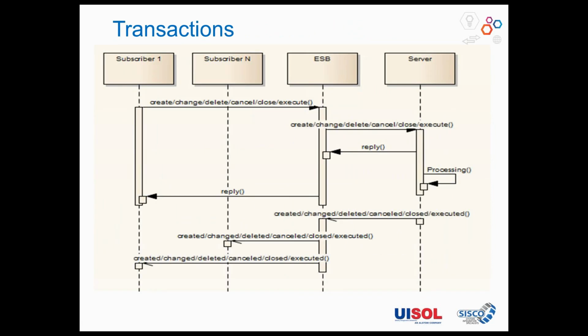For transactions, you usually have a subscriber that sends a message, goes through the bus to the server. The server sends a reply to the bus, and the bus sends that reply out to that subscriber. Now, it can also happen that the server sends back the reply, and the bus now has multiple subscribers that have asked for this information. So it will send that same message out to multiple subscribers: subscriber 1, subscriber N. Every subscriber that wanted that information will be sent that message.